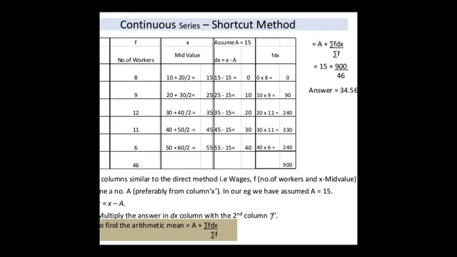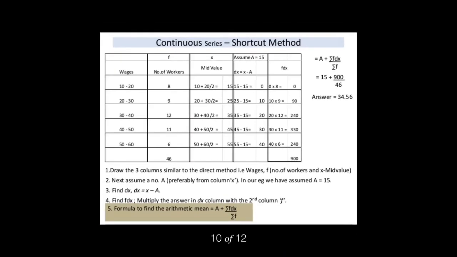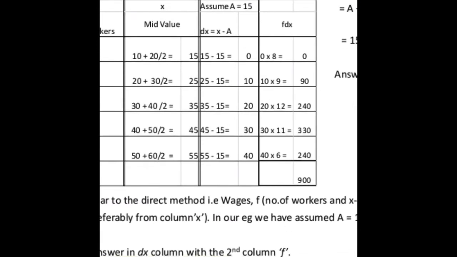Now the next step is when we calculate dx, deviation from x. So from every value of x we deduct assumed mean, which is 15 in this case. So the first mid value is 15. From 15 we minus 15 we get 0. Next mid value is 25. From this we minus 15 we get 10, and so on.